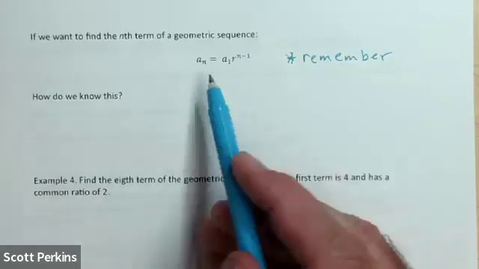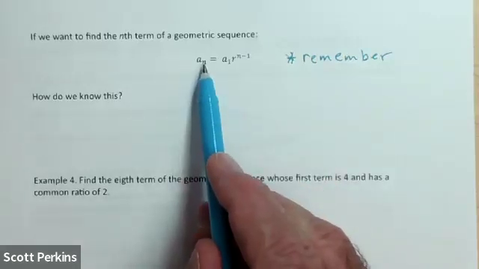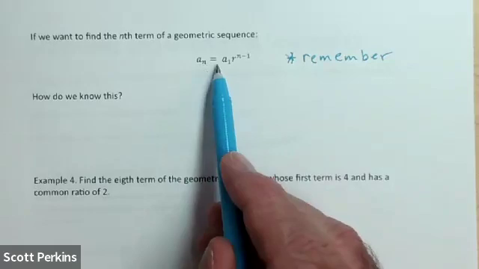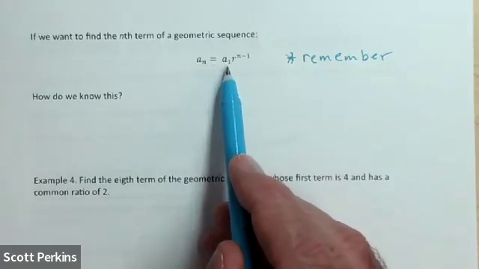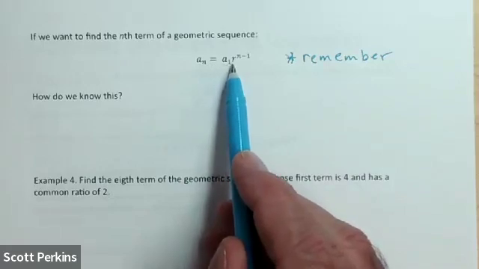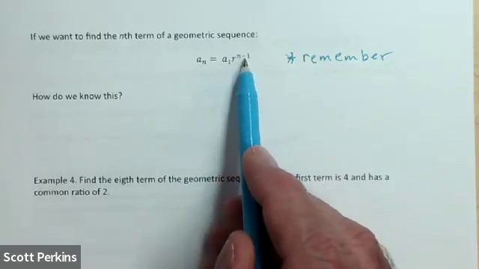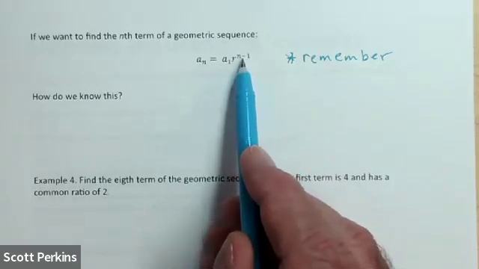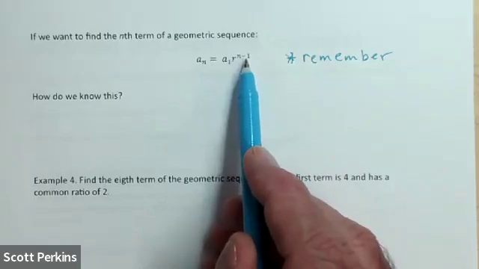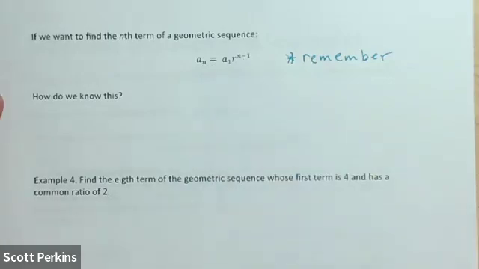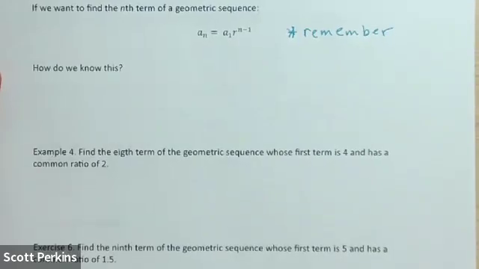And so what this says is for the nth term of a geometric sequence, you take the first term, and since in a geometric sequence you multiply, we're going to multiply it by that common ratio. And again, very similar to the arithmetic sequence, we're going to multiply it one less time than the term number that we want to find. Again, how do we know this? We can use inductive reasoning.